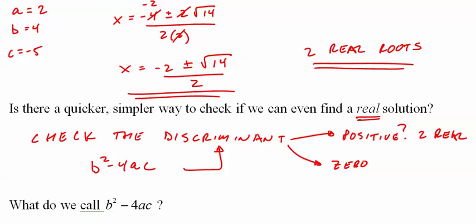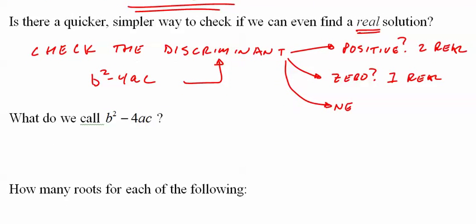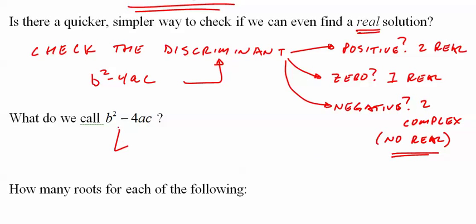0, 1 real. Negative, too complex. No real roots. We call this the discriminant, as I've already discussed.